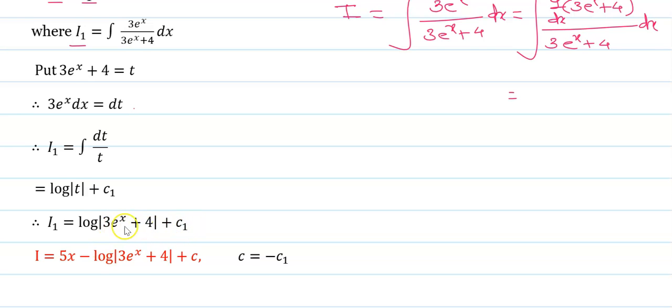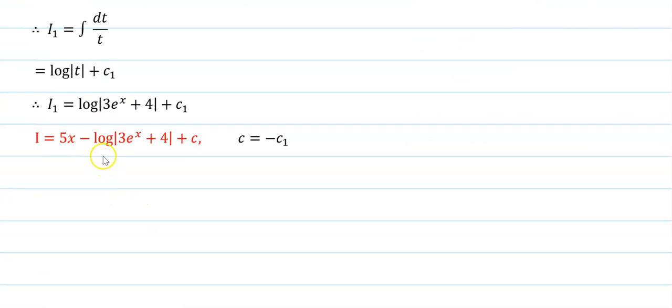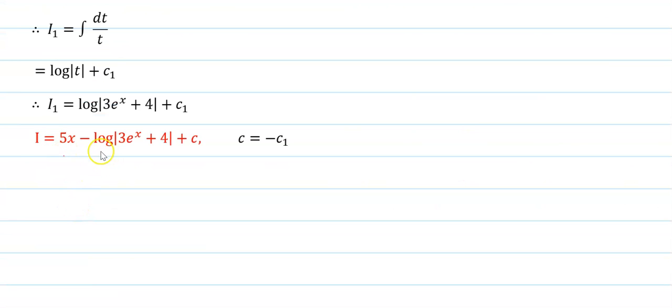Now we substitute the value of this I1. The value of I1 is log of mod of 3 e raised to x plus 4. Therefore the final answer: keep this 5x as it is, minus log of mod of 3 e raised to x plus 4, plus c. Replace this c1 by this c. That will become minus, and this is the answer.